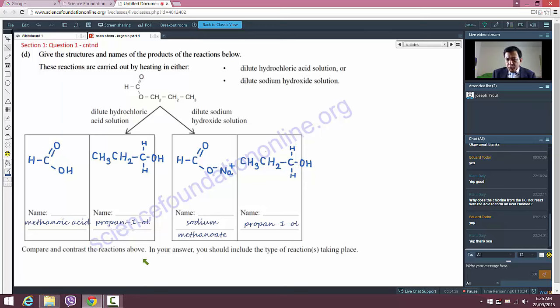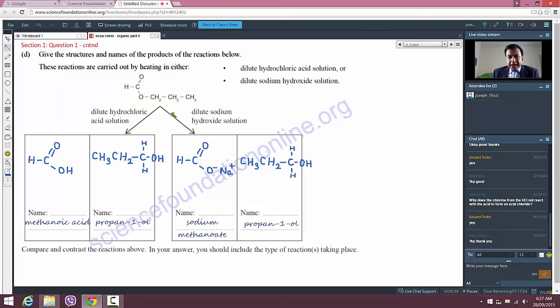I'm about to discuss this last part here. Now, it says compare and contrast. And again, examination technique. Make sure you read these carefully so that you address everything that is required. Compare and contrast the reactions above. That's these two reactions, with the acid and with the base. In your answer, you should include the type of reactions taking place. So don't forget little things like that and unnecessarily lose marks that are easy to collect.